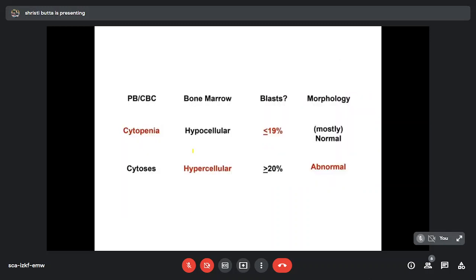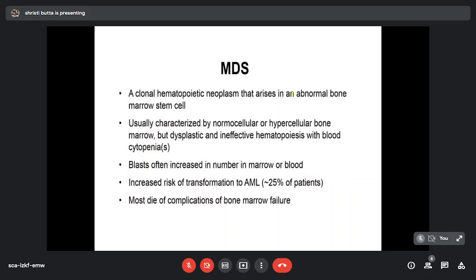Now coming to another case scenario. A patient presents to you with cytopenia. Bone marrow is hypercellular, and the blasts are less than 19% and abnormal in morphology. What do you think it is? It is a case of MDS, that is, myelodysplastic syndrome.